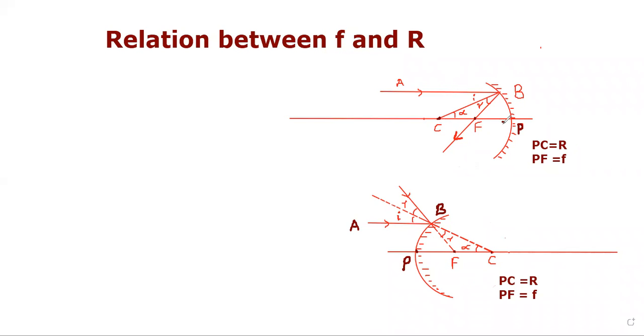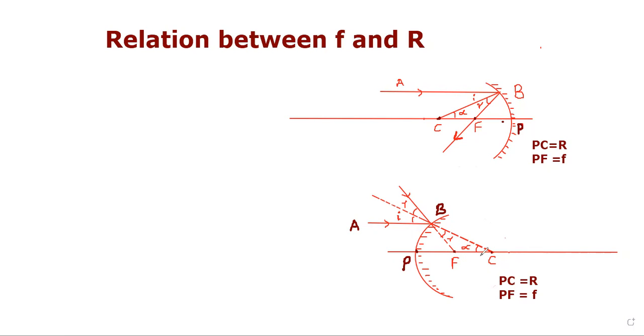Here, PC equal to the radius of curvature, which is R. If we use sign convention, then it will be negative R. And PF is the focal length, which is F. But in accordance with sign convention, this will be minus F.